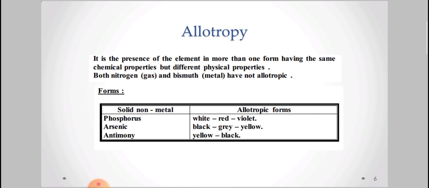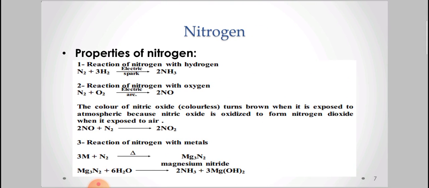Allotropy. The allotropy phenomenon is the presence of an element in more than one form having the same chemical properties but different physical properties. Both nitrogen gas and bismuth metal have no allotropic forms. Phosphorus allotropic forms are white, red, and violet. Arsenic: black, gray, and yellow. Antimony: yellow or black.